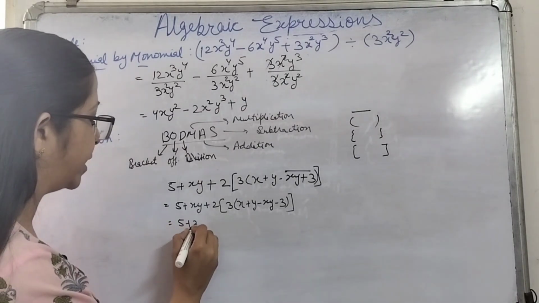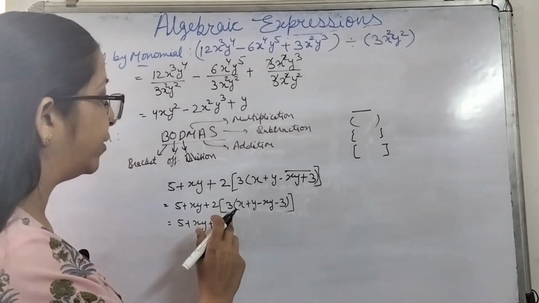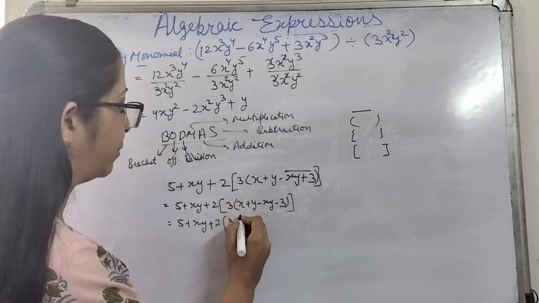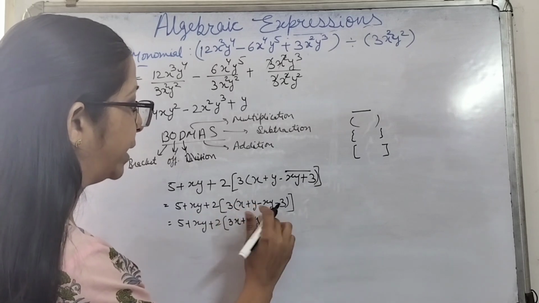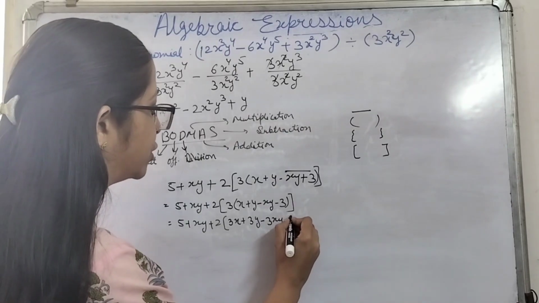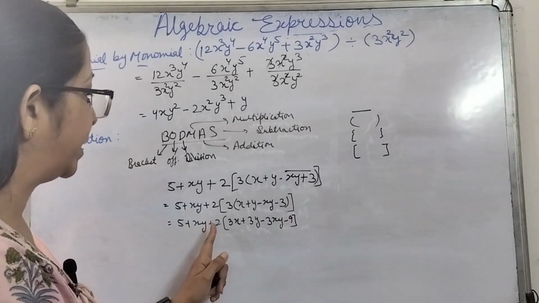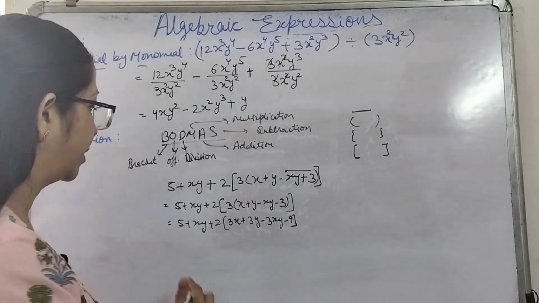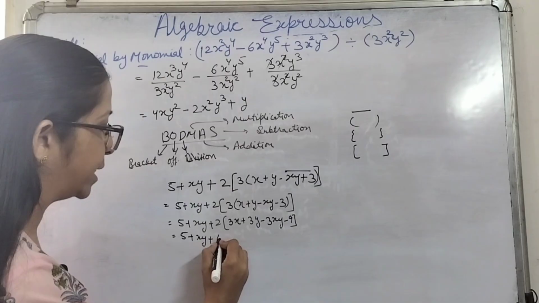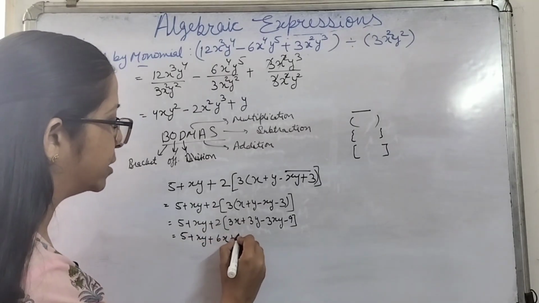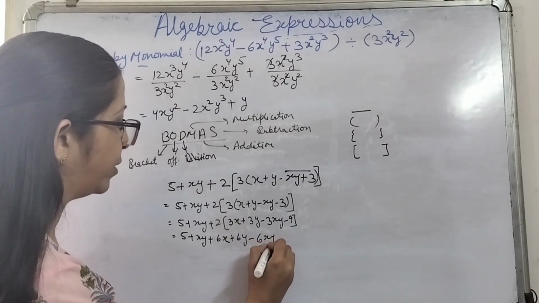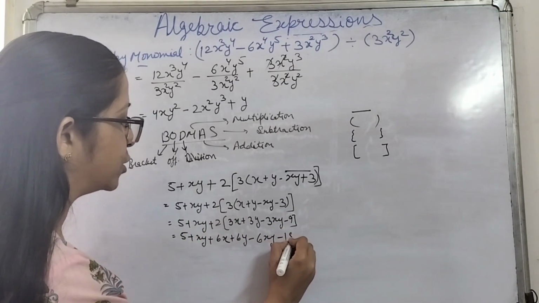Now 5 plus xy plus 2. This 3 will be multiplied by all these terms. So 3 multiplied by x will be your 3x. 3 multiplied by y will be your 3y. 3 multiplied by minus xy will be minus of 3xy. 3 multiplied by minus 3 will be minus of 9. Now we will be multiplying this 2 by all these terms. Now it will be 5 plus xy plus 2 multiplied by 3x will be 6x. 2 multiplied by 3y will be your 6y. 2 multiplied by minus of 3xy is minus of 6xy, and 2 multiplied by minus 9 will be minus of 18.